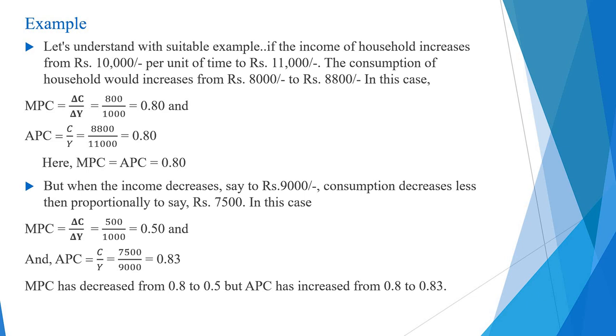But when the income decreases, say to rupees 9,000, consumption decreases less than proportionally to say rupees 7,500. In this case, MPC is equal to change in consumption divided by change in income, equal to 500 divided by 1000, equal to 0.50. And APC is equal to consumption divided by income, equal to 7,500 divided by 9,000, equal to 0.83. MPC has decreased from 0.8 to 0.5, but APC has increased from 0.8 to 0.83.